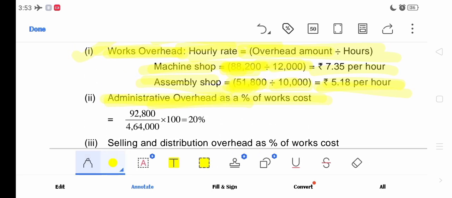Administrative overhead as a percentage of works cost he has taken. So what is administrative overhead? 92,800. And what is works cost? 4,64,000 into 100. So it is 20 percentage. So administrative overhead is 20% of works cost.